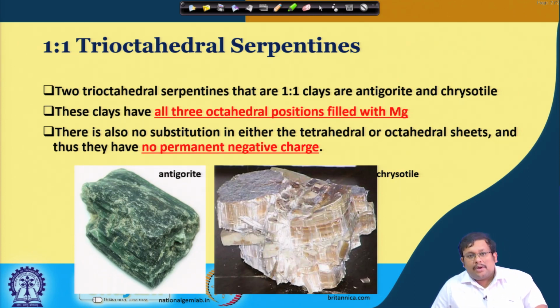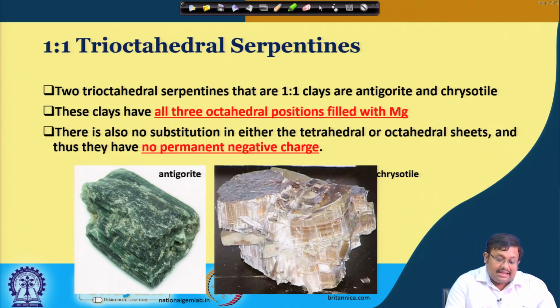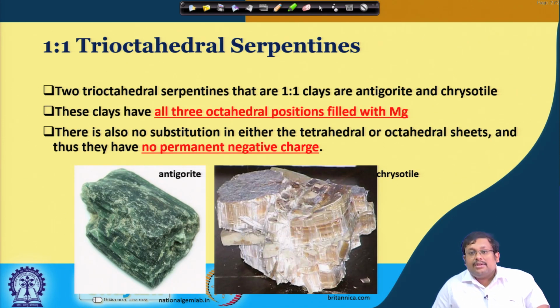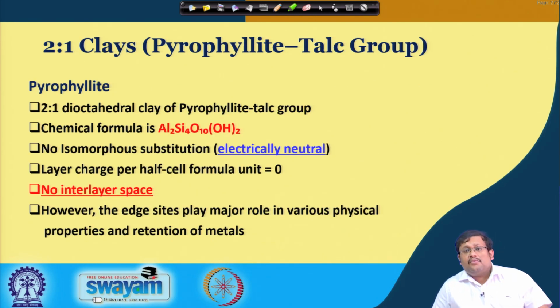Similarly, in the case of the 1:1 trioctahedral serpentines, as you can see in the picture of antigorite and chrysotile, both of them don't show any kind of isomorphous substitution. As a result, they have no permanent negative charge. So, we have completed the 1:1 type of clay mineral. Now, let us move to the 2:1 type of clays. At first, let us talk about the pyrophyllite talc group.